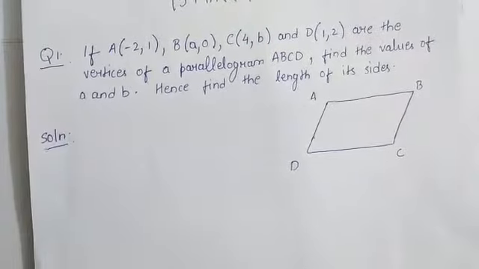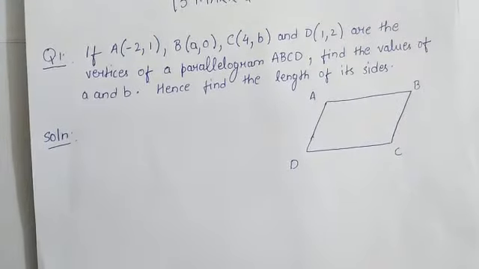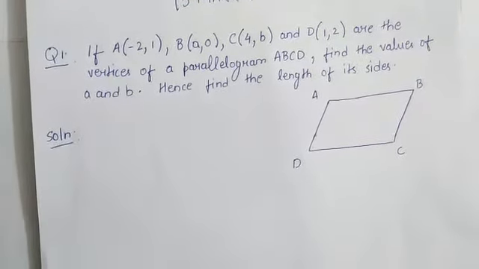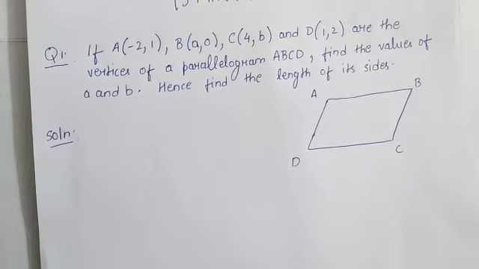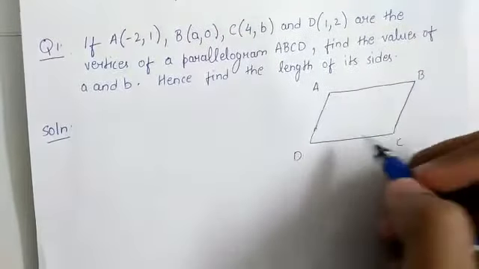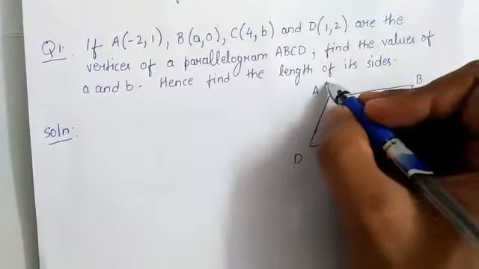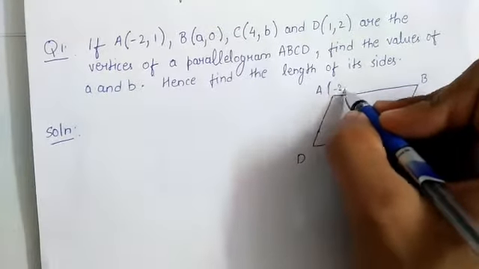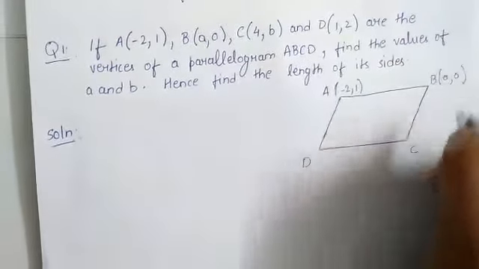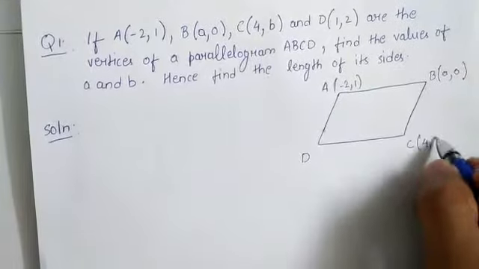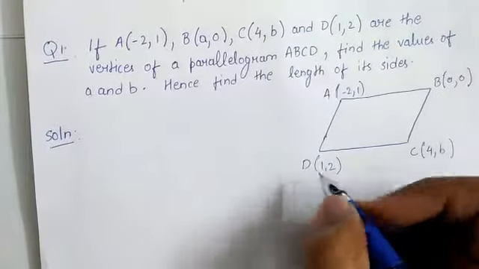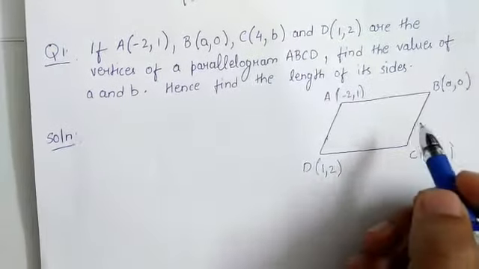If A(-2, 1), B(a, 0), C(4, b) and D(1, 2) are the vertices of the parallelogram ABCD, find the values of a and b, hence find the length of its sides. So you are given a parallelogram ABCD in which the vertices are A as (-2, 1), B as (a, 0), C as (4, b) and D as (1, 2).